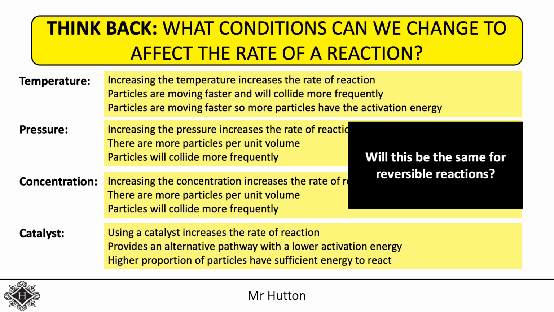So with our reversible reactions, where the reaction goes both ways, will changing these conditions have the same effect? Will it always give us more yield, or will it always increase the reaction we want? Because remember, the reaction is going both ways. So if we do something to one reaction to get more of that, it's likely that we'll be getting less of the other one.